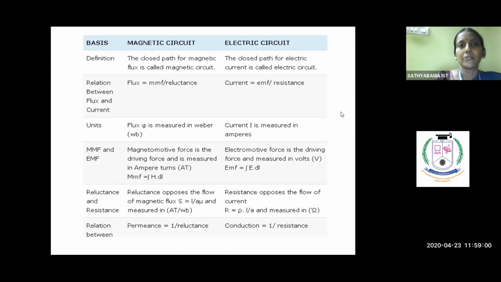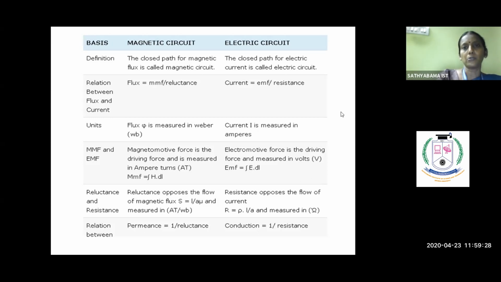So in the last unit, third unit, we have seen what is magnetic field. And in the first and second unit, we have just seen what is electric field. So based on that, we'll see the difference between magnetic and electric circuit. In magnetic circuit, whenever there is a closed path, there will be a flux travel here. In electric circuit, whenever there is a closed path, there will be a flow of current here.